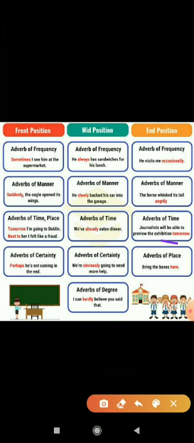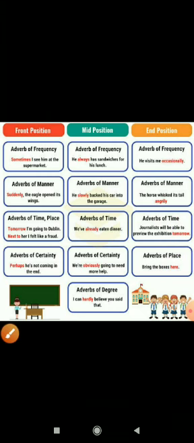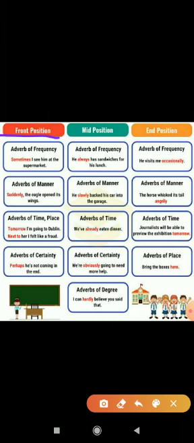Next example is, journalists will be able to preview the exhibition tomorrow. Here as well, tomorrow, the adverb of time, is taking the end position in the sentence. Our last example, bring the boxes here. Here is an adverb of place and it is taking the end position. So adverbs can take front position, mid position or end position in the sentence.